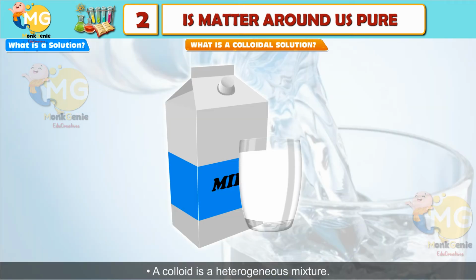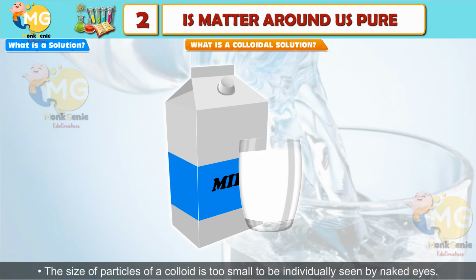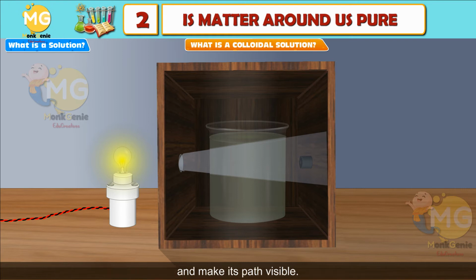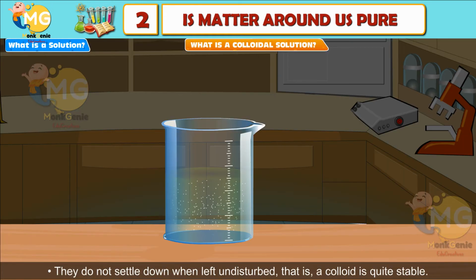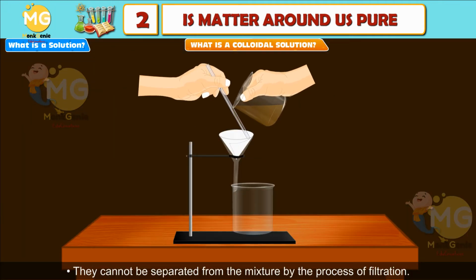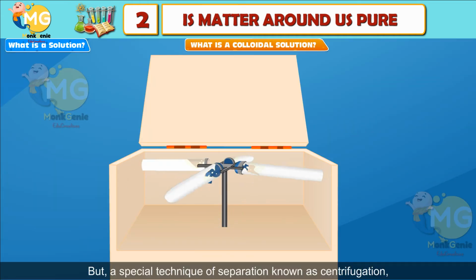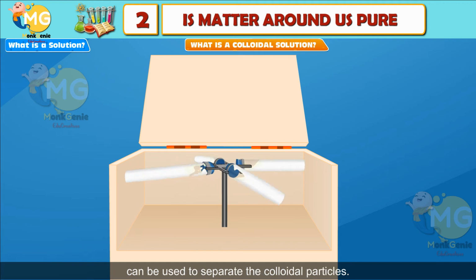Properties of a colloid. A colloid is a heterogeneous mixture. The size of particles of a colloid is too small to be individually seen by naked eyes. Colloids are big enough to scatter a beam of light passing through it and make its path visible. They do not settle down when left undisturbed, that is, a colloid is quite stable. They cannot be separated from the mixture by the process of filtration, but a special technique of separation, known as centrifugation, can be used to separate the colloidal particles.